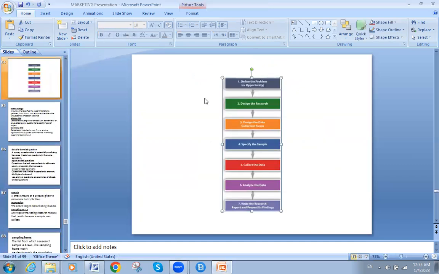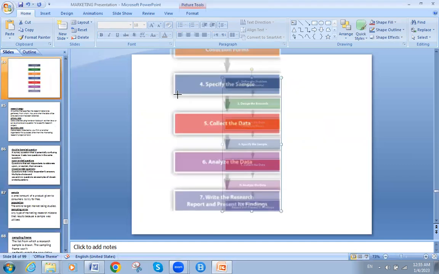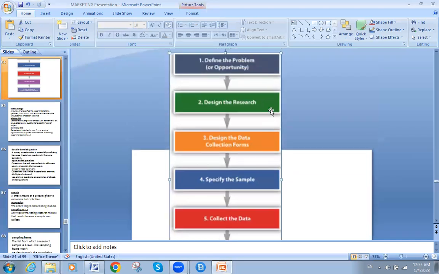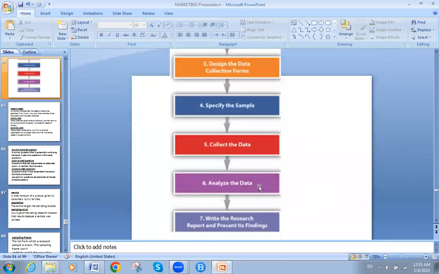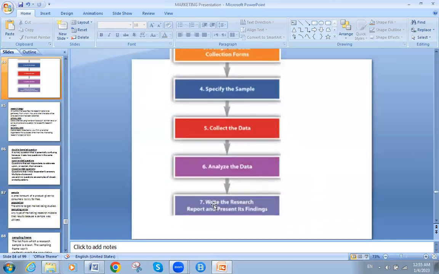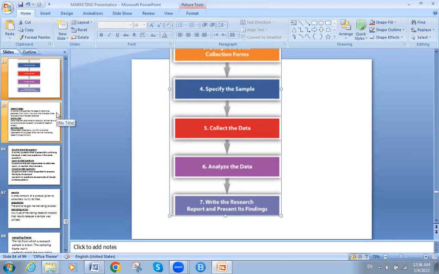Here we go again. I'm repeating what we said before. Marketing research: we start with defining the problem, then designing the research, then designing the data collection form, specifying the sample, collecting the data, and analyzing the data. Then we write our report regarding our findings. What did we find about the product and so on?